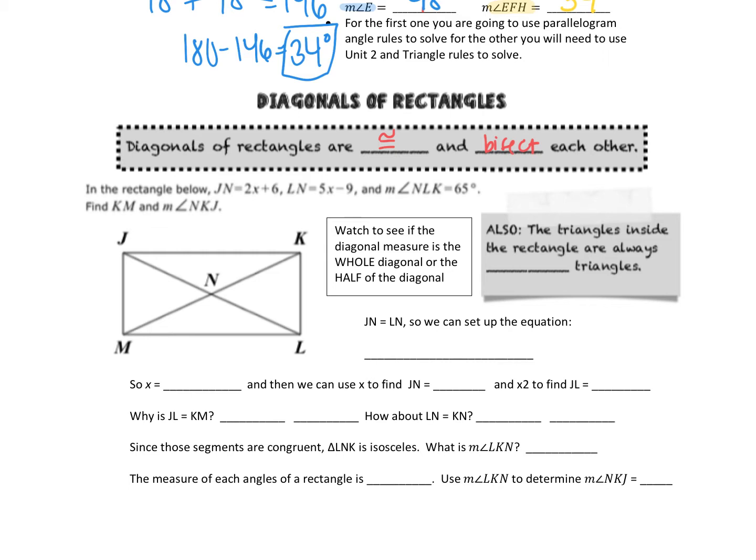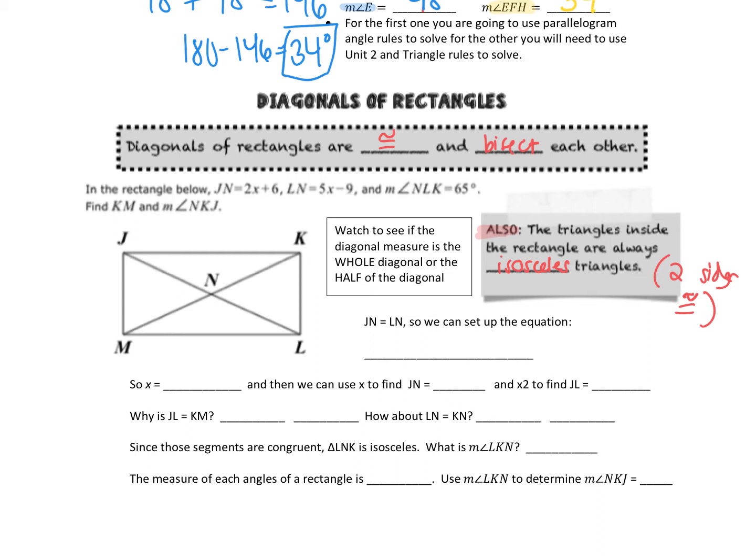So they are going to give you lots of pieces of information that you're going to have to label into your diagram. So first, let's look at all the pieces of information, and we have to make sure we watch to see if the diagonal measure is the whole diagonal or half of the diagonal. It's also important to note that the triangles inside the rectangle are always isosceles triangles, which again means two sides are equal or congruent, okay? There's the congruent symbol. So all of those triangles are isosceles triangles, okay?